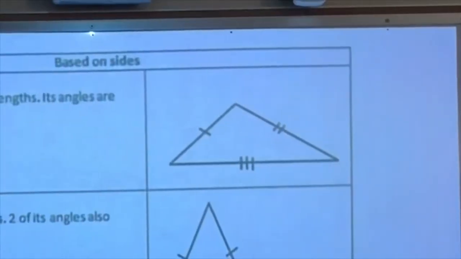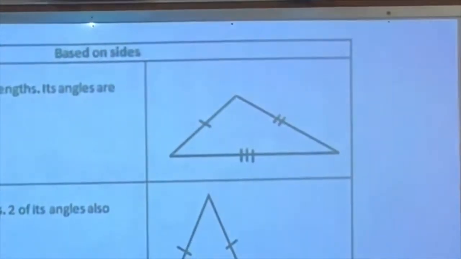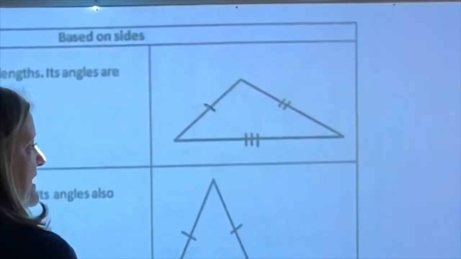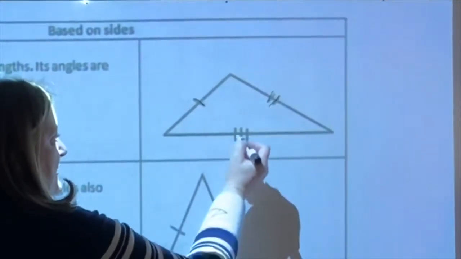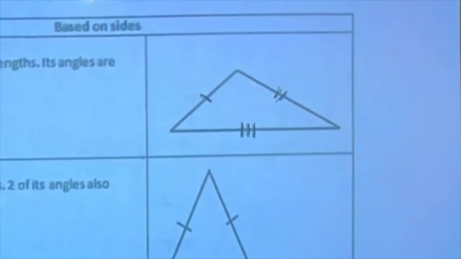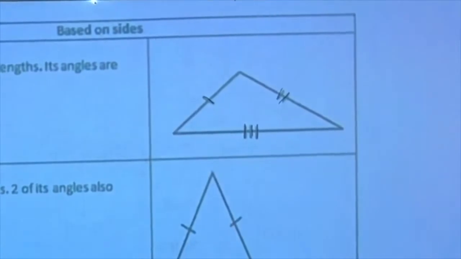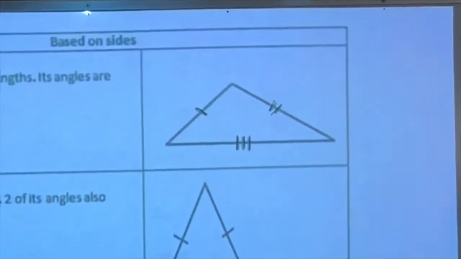A scalene triangle, all three sides have a different length. The little line right here represents that that's one length, this is a different length, and this is a different length. All three of them are different lengths. When all three of them are different, it is a scalene triangle.